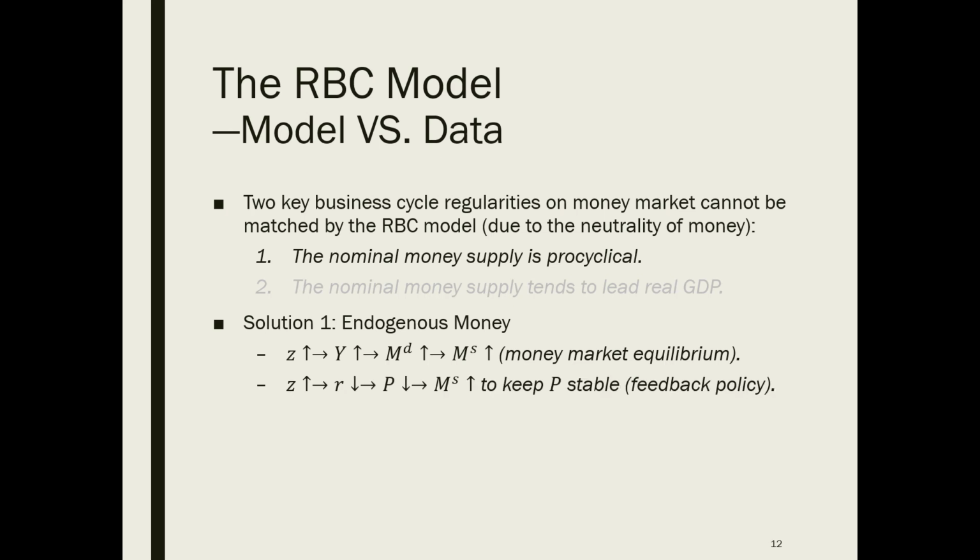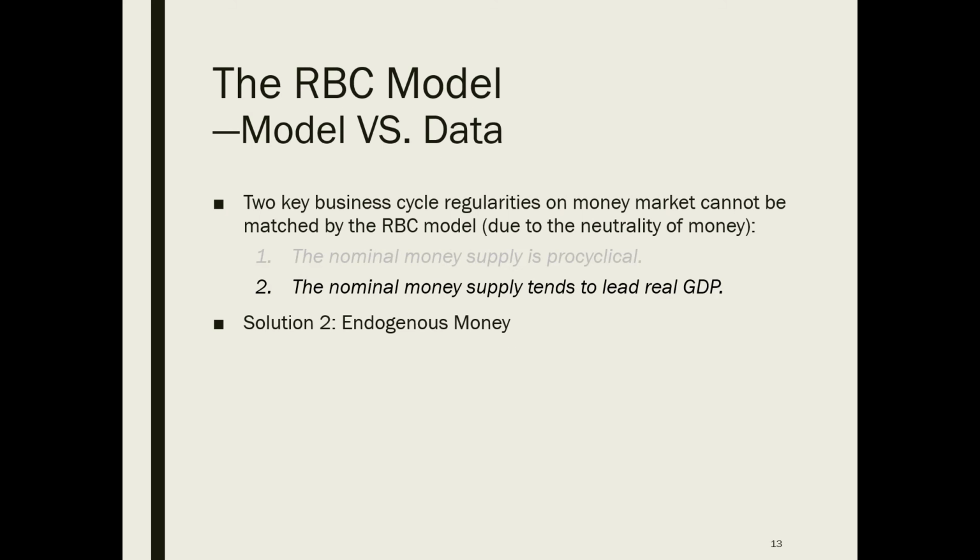Second, the rise in Z also makes interest rate and price level drop. To feed back on that, monetary policy needs to inject more money supply to cancel that pressure. Voila! Money supply is therefore procyclical now after this simple additional assumption.